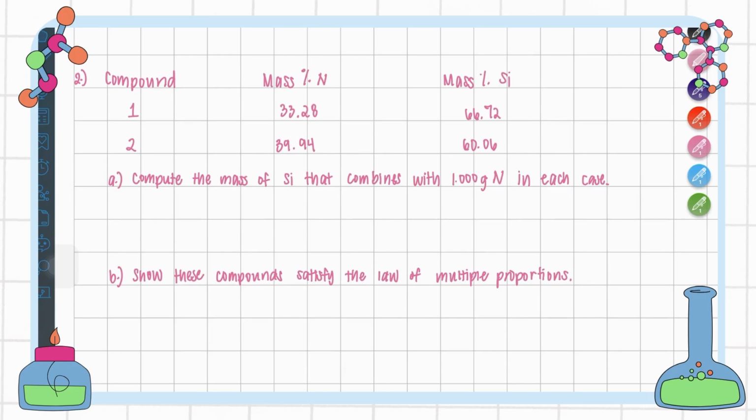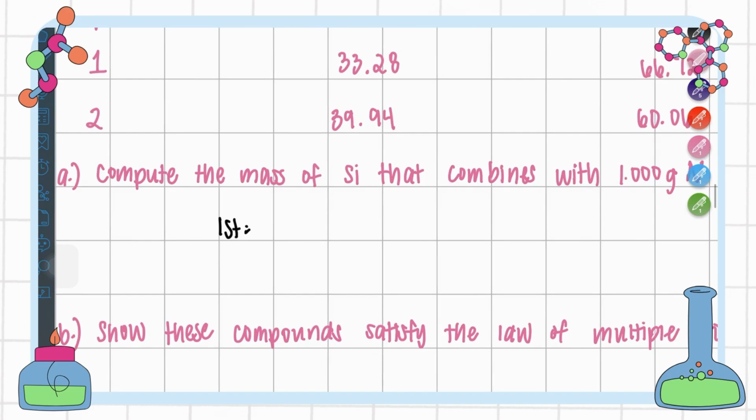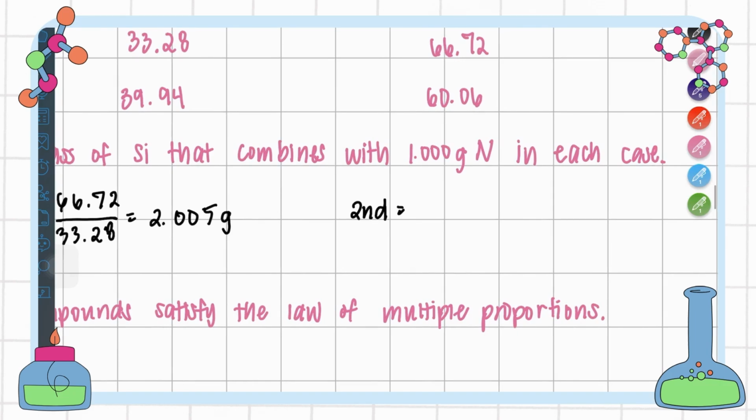So for the first compound, we have 66.72 all over 33.28. If we input sa calculator and round off to the significant figures, which is 4, so makukuha natin is 2.005 grams. And then, sa second compound, 60.06 all over 39.94. So, kapag kinompute natin siya, we get 1.504 grams naman dahil renound off na natin.